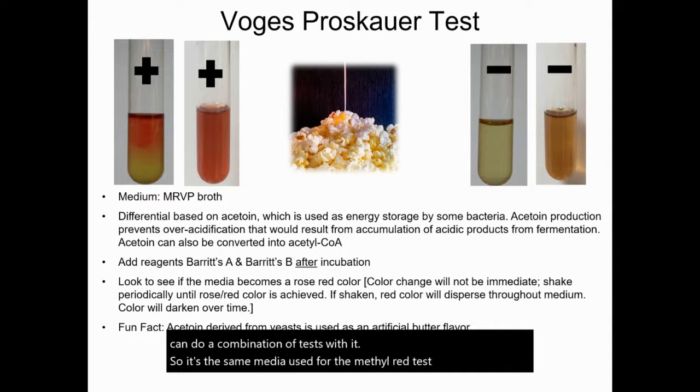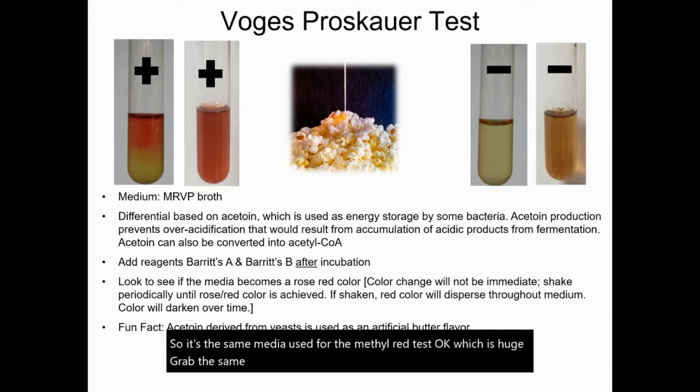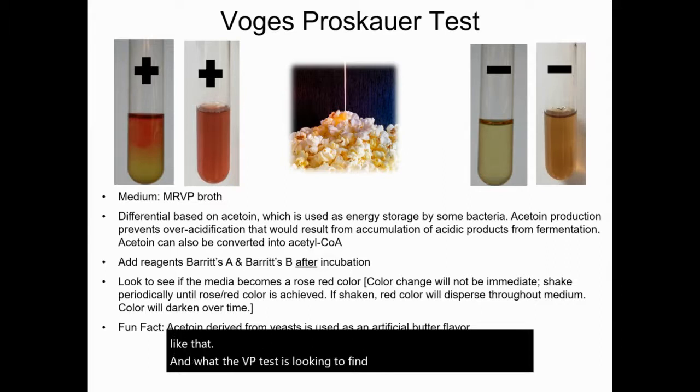So you grab the same broth, but of course, it shouldn't have anything growing in it. It's just the same nutrients and ingredients and things like that. And what the VP test is looking to find out is whether or not an organism is able to produce acetone. As I've already mentioned, when fermentation happens, the pH can become pretty acidic.